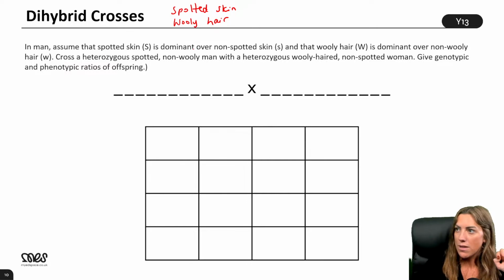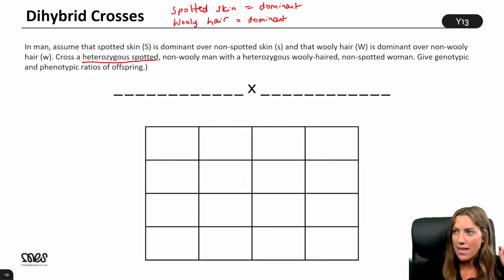So assume that spotted skin is dominant. I like making notes as I'm reading the question. And woolly hair is dominant over non-woolly hair. This is a random question. Right, cross a heterozygous spotted non-woolly man.